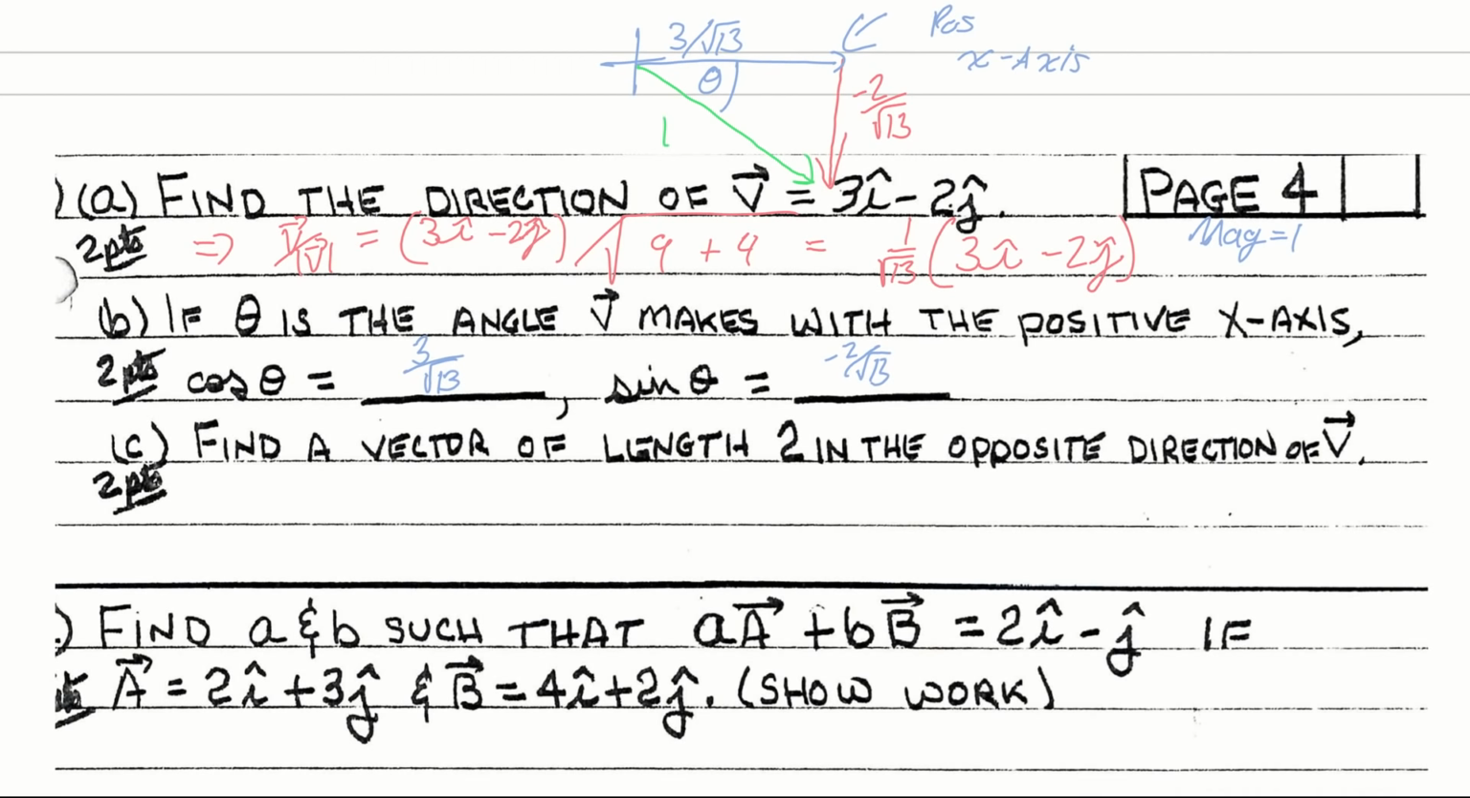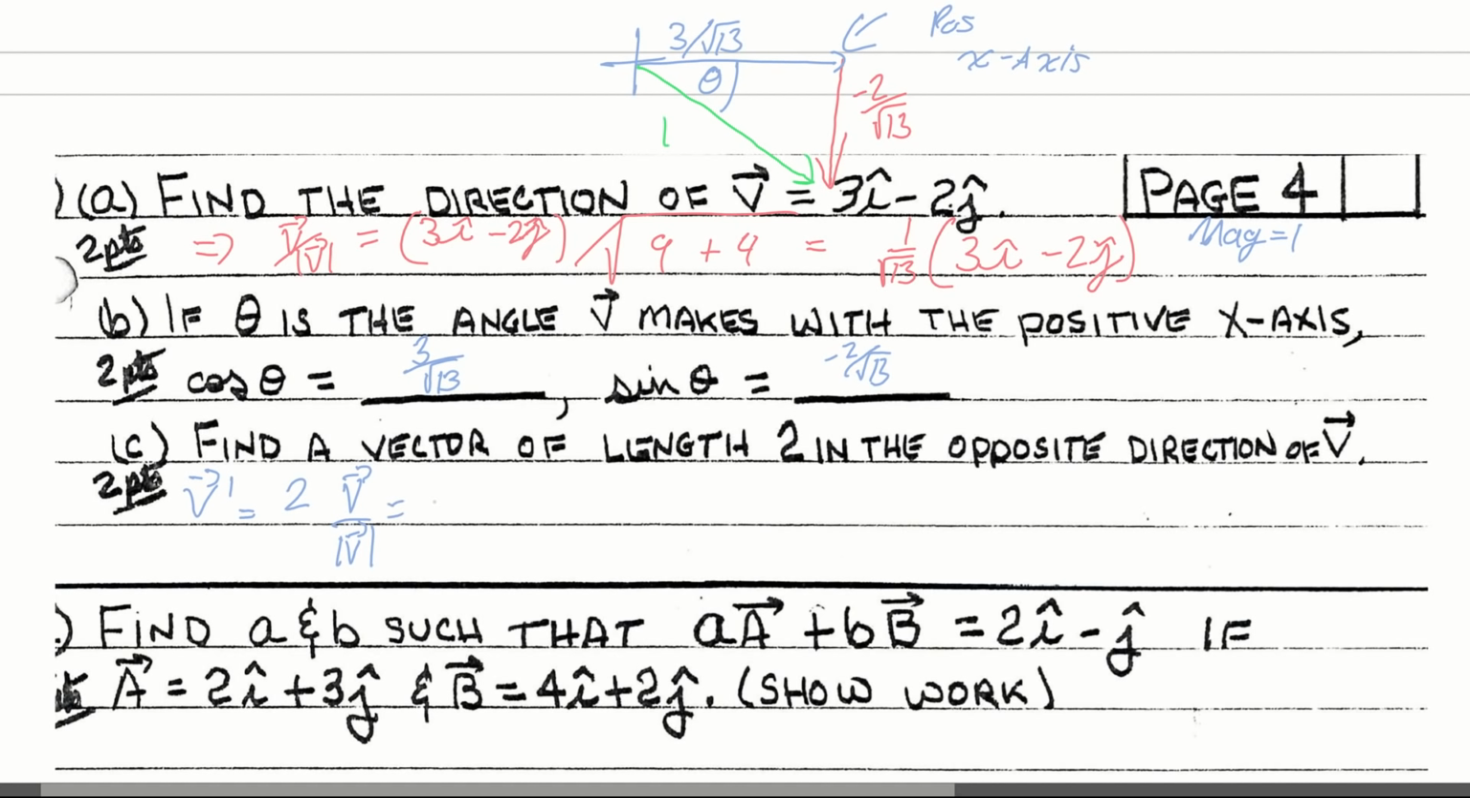Now it says find a vector of length 2 in the opposite direction. So if we know that v over the magnitude of v has a magnitude of 1, that means if we wanted to have a new vector, we'll call this vector v prime. If we want this new vector to be double the magnitude, that would be 2 times v over the magnitude of v.